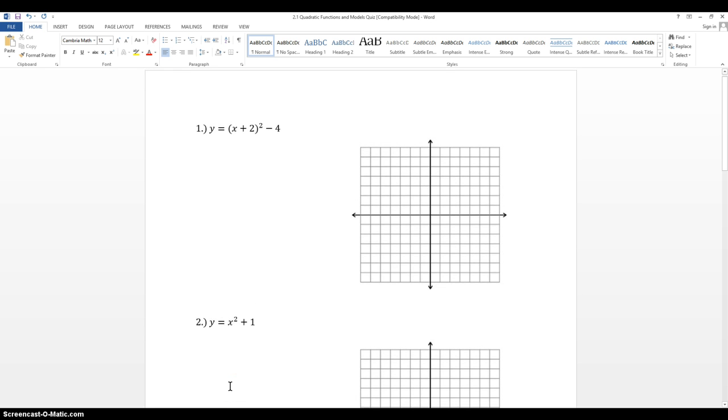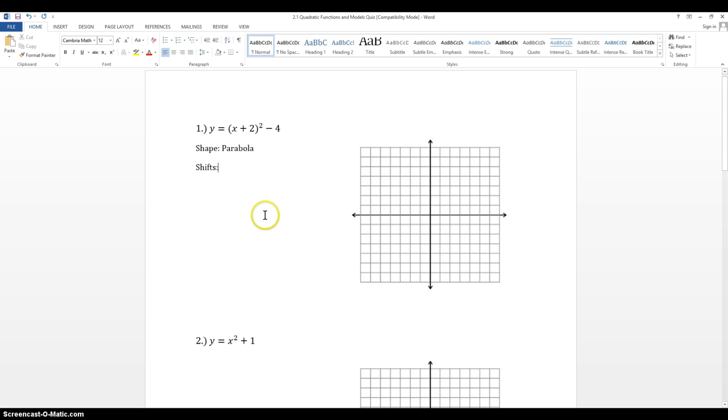So 6th period, if you look at this first question, I have y equals (x plus 2) squared minus 4. The first thing that the quiz will ask is, what is the shape? At this point, we all know that the shape of this function is a parabola. The next question will probably be, what are the shifts?